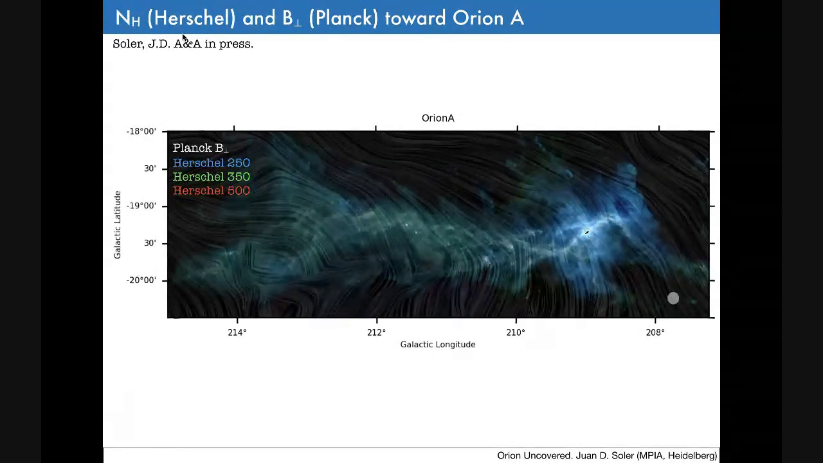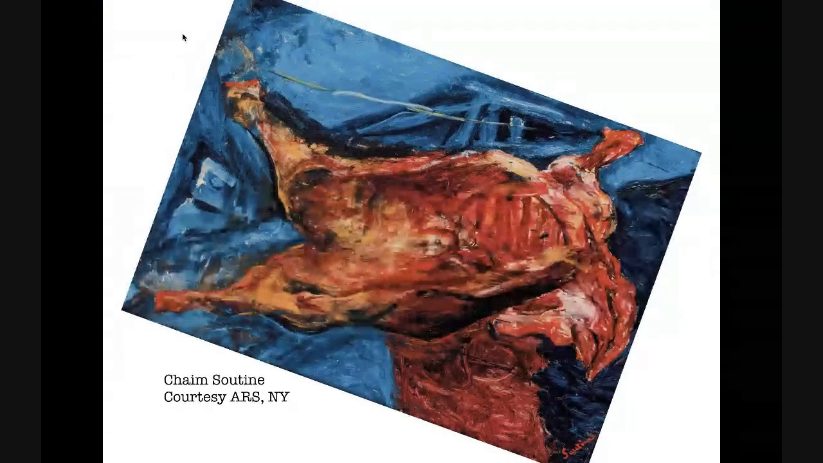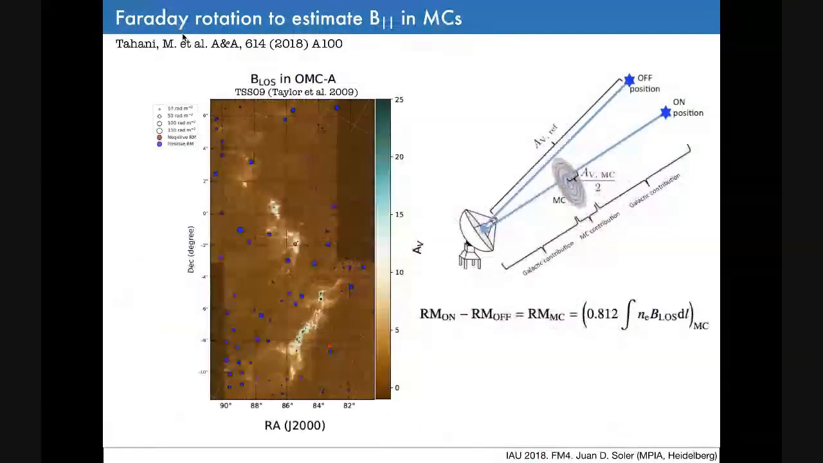So just a trivia question, when you look at this map enough, then you go to a museum to relax, and then you see that this painting by Haim Soutine also looks a lot like Orion, but that's just me going crazy.